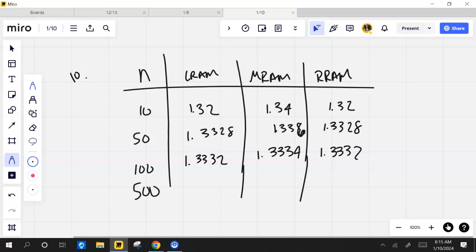So if you had to guess or make a conjecture, I don't know how many threes that is, it's a lot. If you had to guess, what does it look like those numbers are going to be?